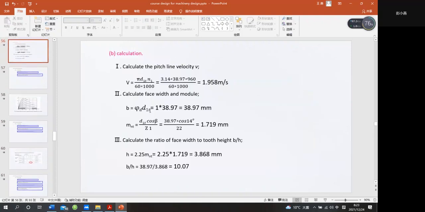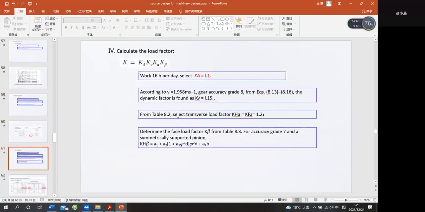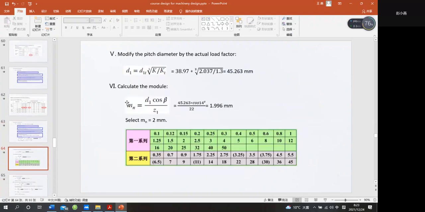We have calculated MNT using D1T. D1T, do you remember? We have calculated MNT, and then we should modify the MN. Use this: MN is D1 times cosine beta divided by J1. We have chosen J1 as 22 and chosen the helical angle beta at 40 degrees. And then this D1 is the modified pitch diameter. And then we calculate the modulus MN is 1.996.